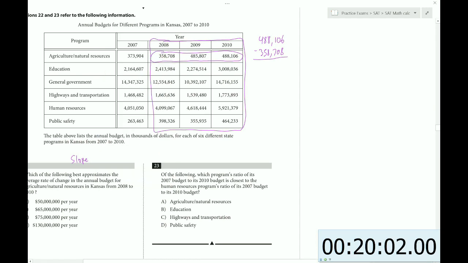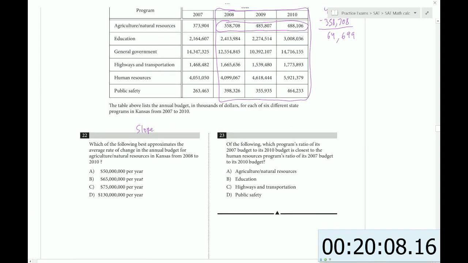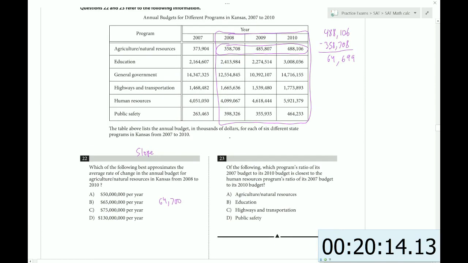Then we divide that by 2, and we get 64,699. So about 64,700. And notice that these are in thousands of dollars. So we have to add 1,000 onto that. And that gives us choice B.